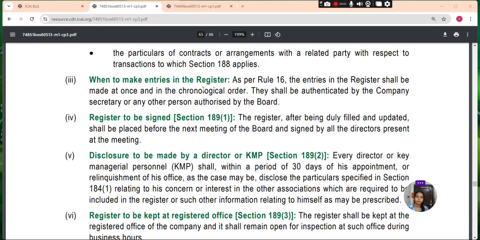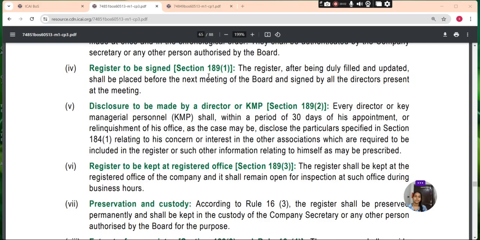Then comes disclosure to be made by the director or KMP. Every director or key managerial personnel shall, within a period of 30 days of his appointment or relinquishment of his office, as the case may be, disclose the particulars specified in section 184 relating to his concern or interest in other association which are required to be included in the register, and such other information relating to himself as may be prescribed.